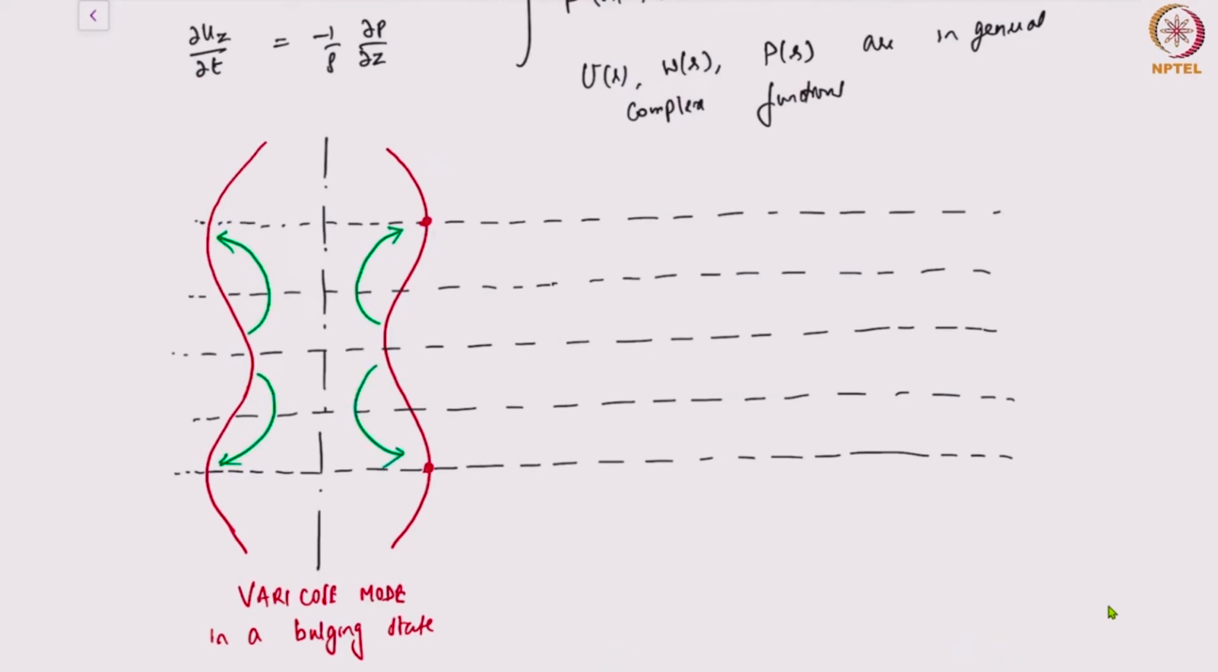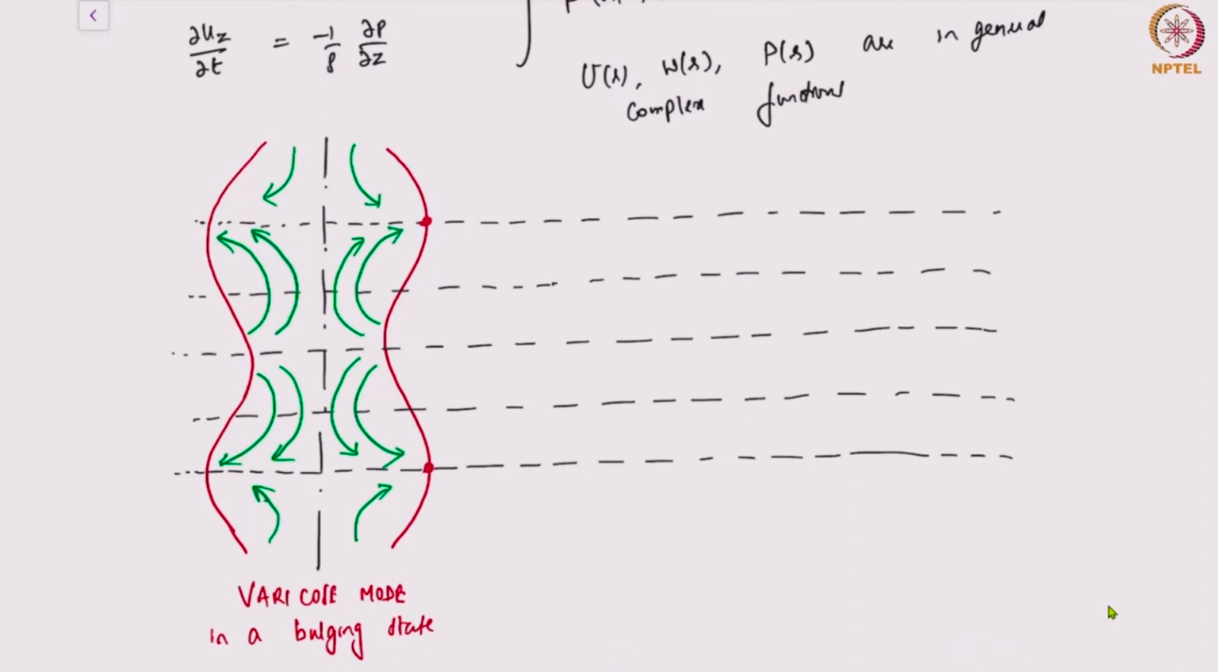Right? So this is the nature of the streamlines that you should expect in the flow inside the filament. The fact that I've created this undulation means that I have also set up a velocity field of this kind, right?